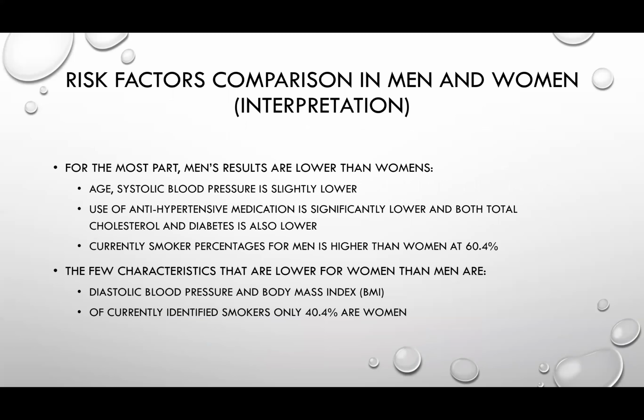The risk factors comparison in men and women. We split out the men and women from the total number, and in men we had 1,944 with a majority of the characteristic averages being lower for men, with the exception of being current smokers. Total women participants were 2,490, with most of the characteristic averages being higher except for diastolic blood pressure, body mass index, and the number of currently identified smokers being only 40.4%.